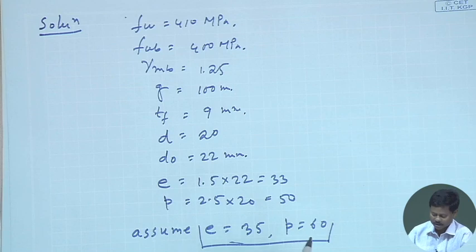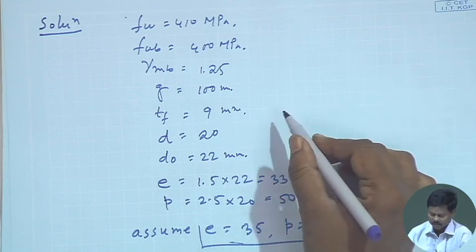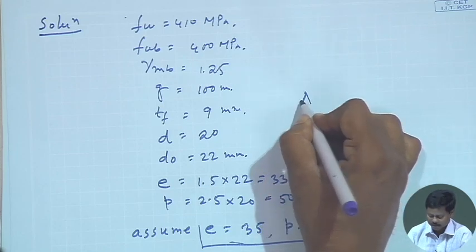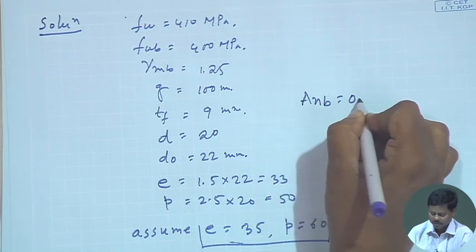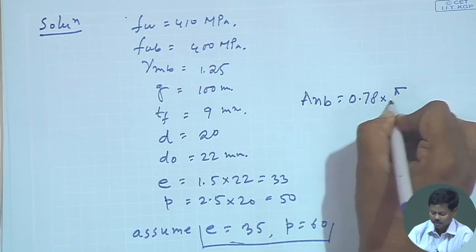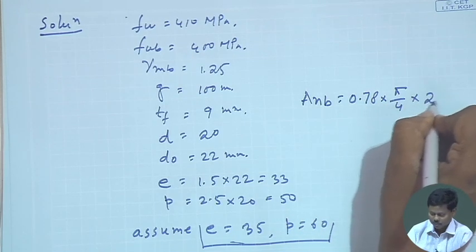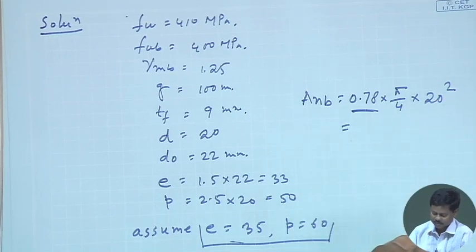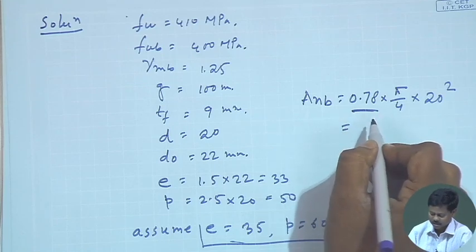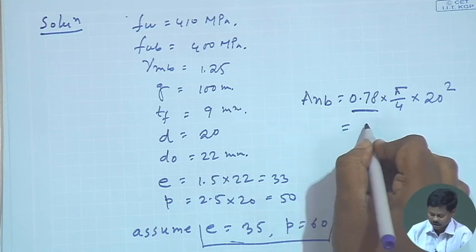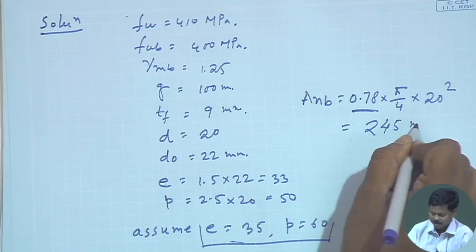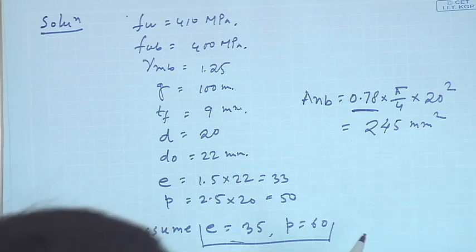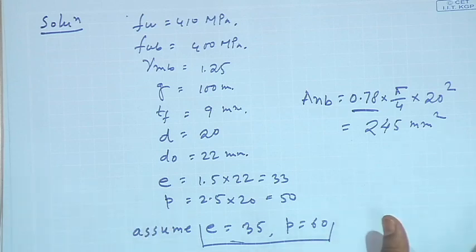Assuming that the shear plane is going through the threads, Anb we can find out, that is 0.78 into pi by 4 into 20 square. To be on the safe side, we will consider that the shear plane is going through the threads, unless it is mentioned otherwise, and this will be 245 millimeter square. So, these are some preliminary data we have to calculate for calculating the bolt value.